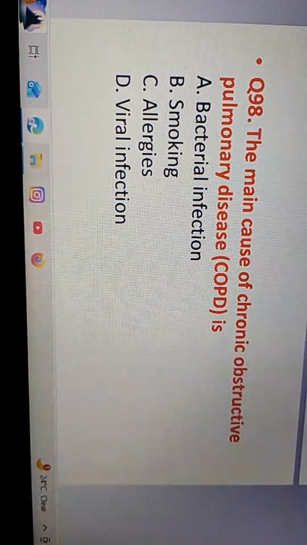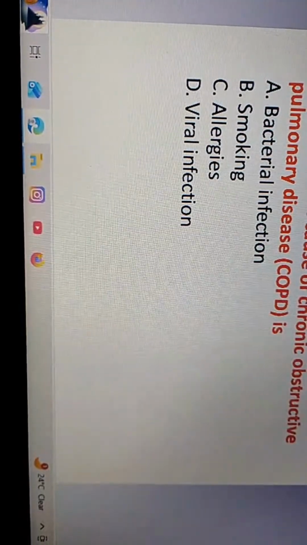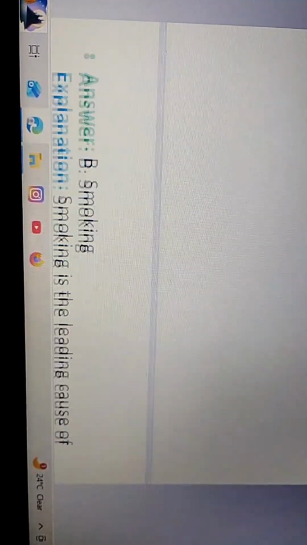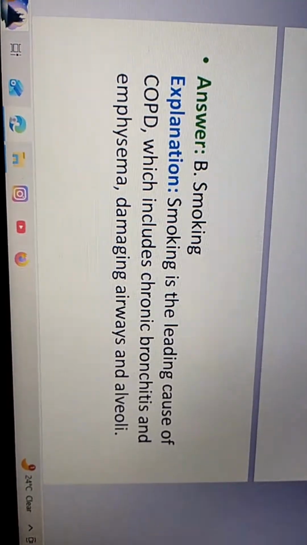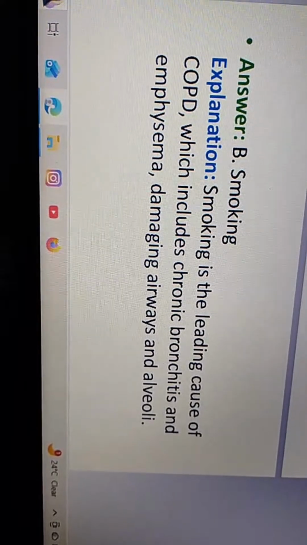The main cause of chronic obstructive pulmonary disease is option A bacterial infection, option B smoking, option C allergens, option D viral infection. The correct answer is option B smoking. Smoking is the leading cause of COPD, which includes chronic bronchitis and emphysema, damaging airways and alveoli.